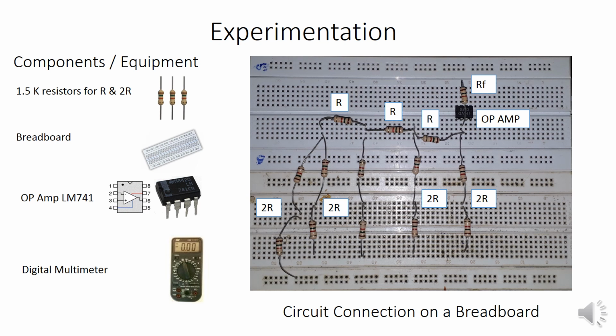So, to avoid more current drawing from the source, choose a suitable resistor value. Okay. Next is the op amp. Here we are using the LM741. We can use any op amp, but for our experiment's sake we are using the LM741.